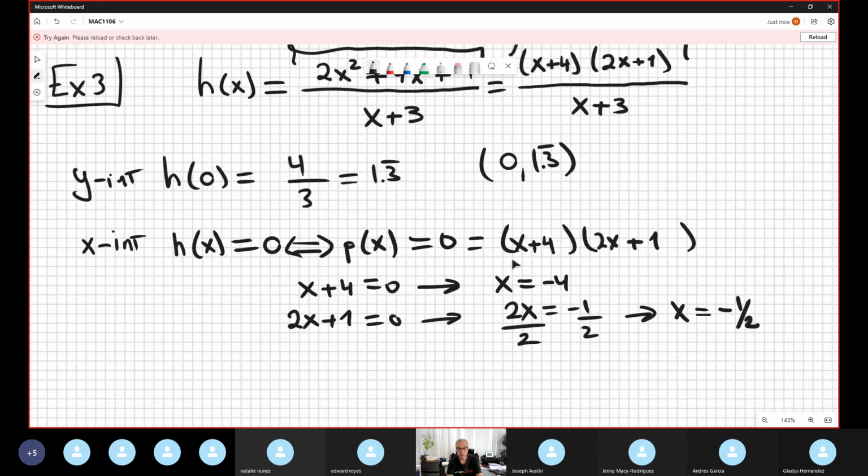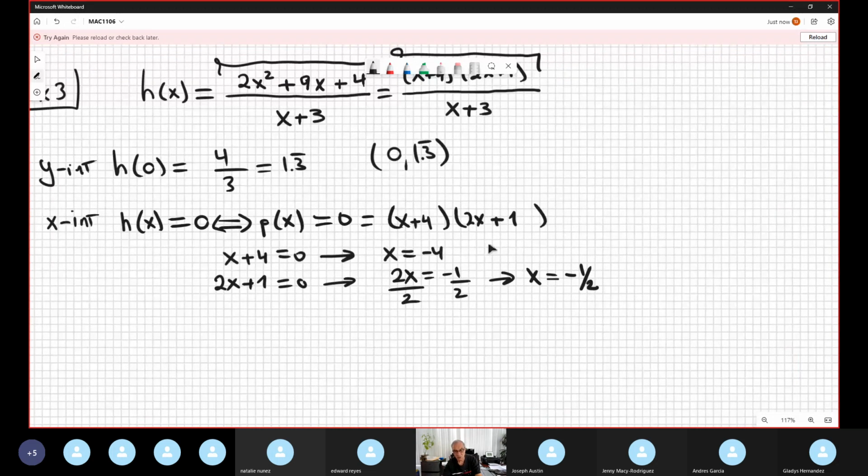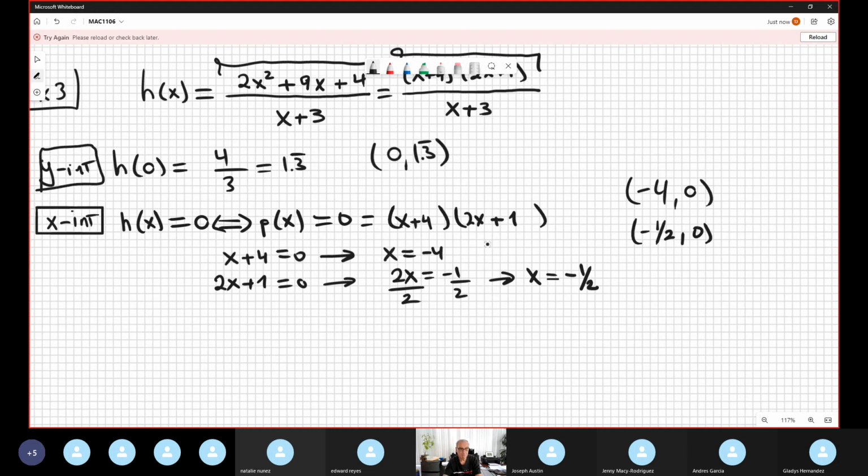Okay, then we have 2 x-intercepts. Not always the same, 2, depending on the problem, no? There are no rules. It depends on the degree of the polynomial p. So we have 2 points: negative 4, 0 and negative 1/2, 0. This is our x-intercept, and this is our y-intercept. So far, no problem. Good.